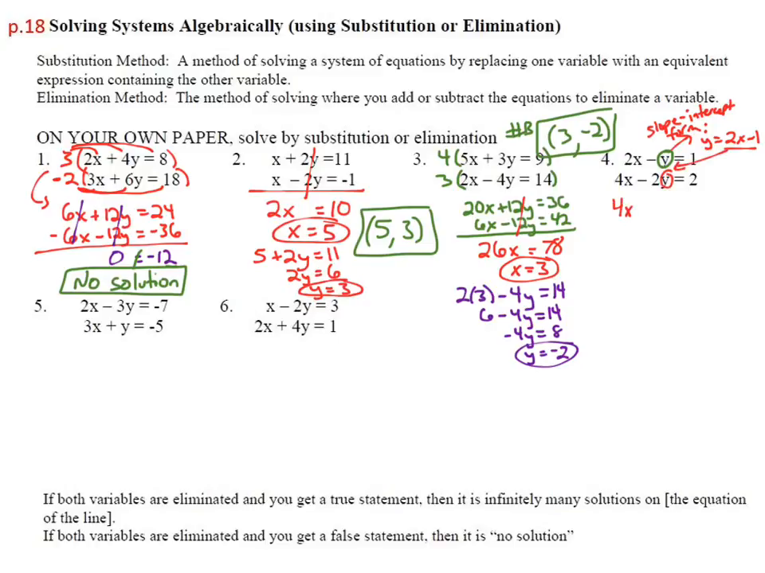So we're going to have 4x minus 2 times our y value, which is 2x minus 1, and that's going to be equal to 2. So we'll use our distributive property. Remember, keep that negative with the 2. So we're going to have 4x minus 4x plus 2 equals 2. And then when we go to combine like terms, well, 4x minus 4x, it's gone. We simply have 2 equals 2. Well, that is a true statement. So that means that we have infinitely many solutions.